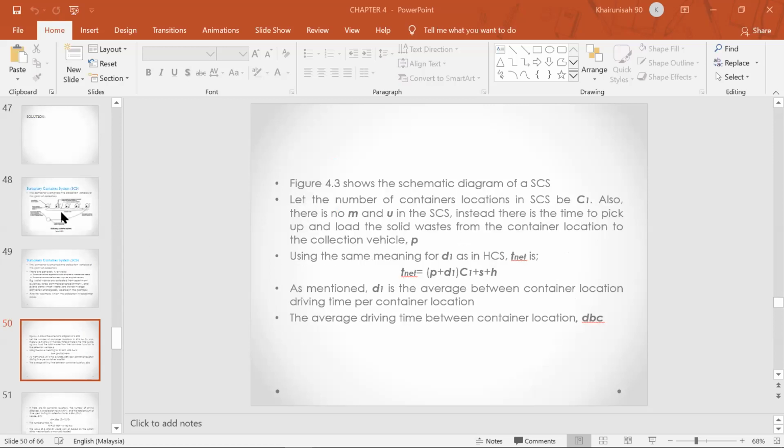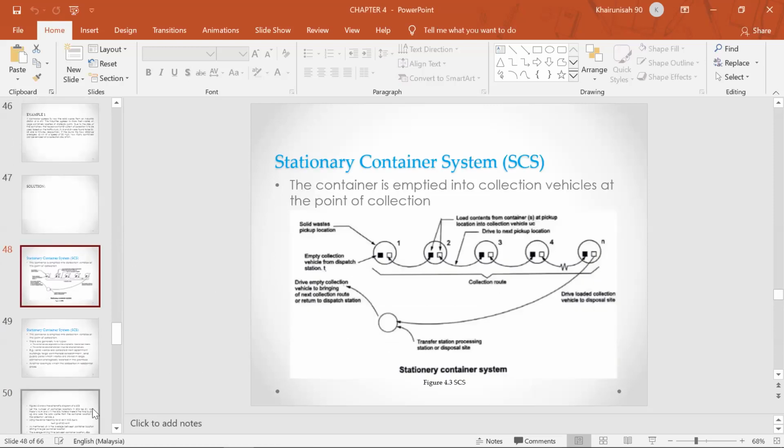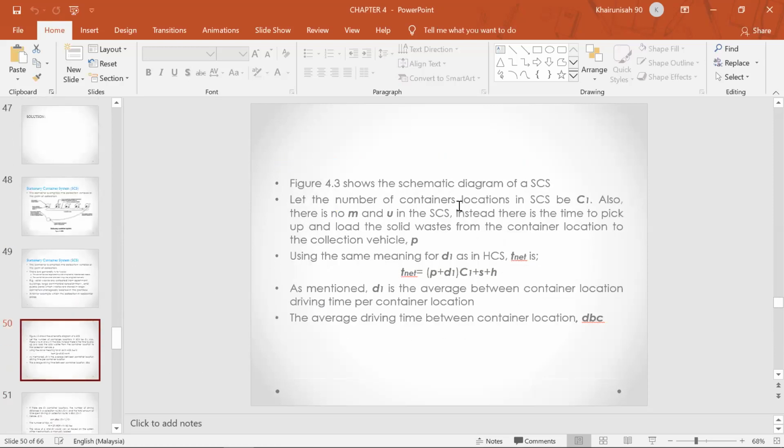Okay, based on these figures, figure 4.3 shows the schematic diagram of SCS. Let the number of container locations in SCS be C1. Also, there's no M and U, no mounting and no unloading in the SCS, because they will accomplish it in one trip.